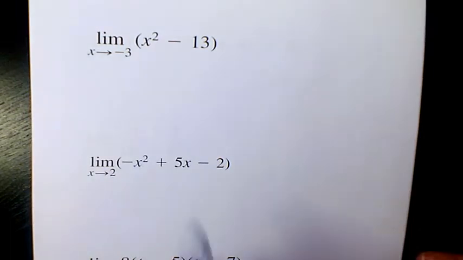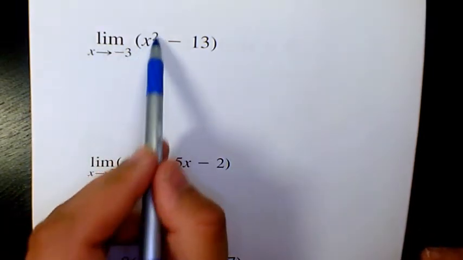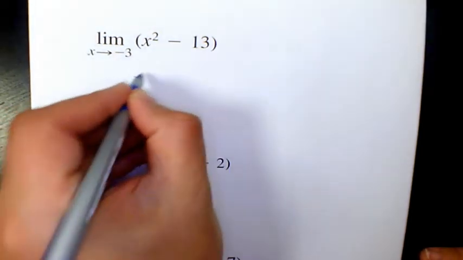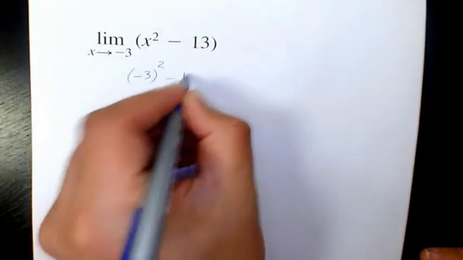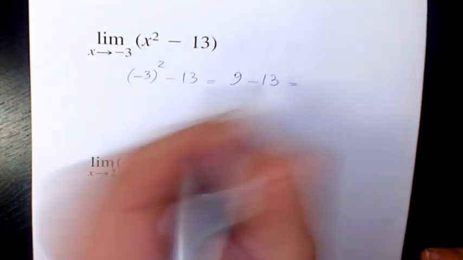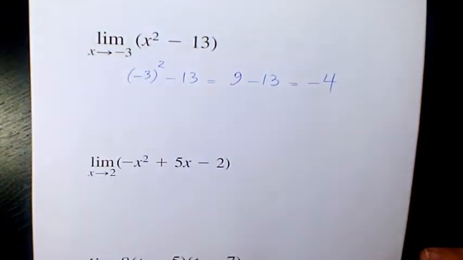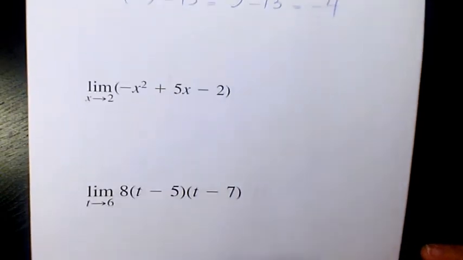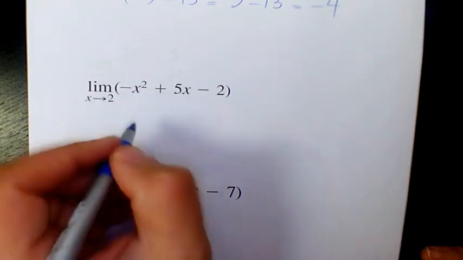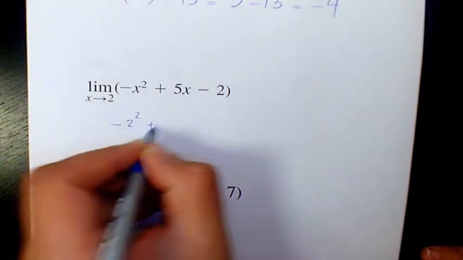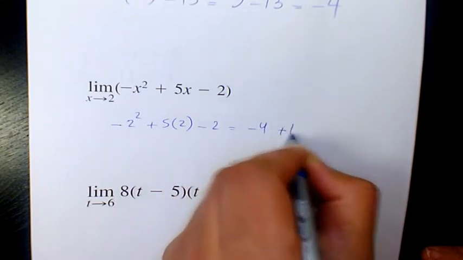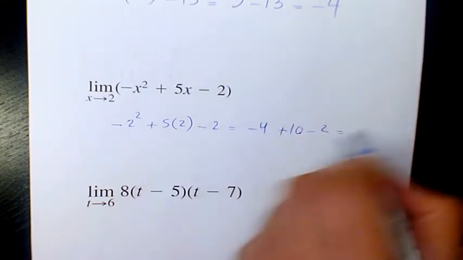Next example. Limit of x² minus 13 when x approaches negative 3. It's going to be negative 3 to the power of 2 minus 13. That's 9 minus 13, which is going to be negative 4. Next one, negative x² plus 5x minus 2 when x approaches 2. It is going to be negative 2 squared plus 5 times 2 minus 2. It is going to be negative 4 plus 10 minus 2. That's going to be 4.